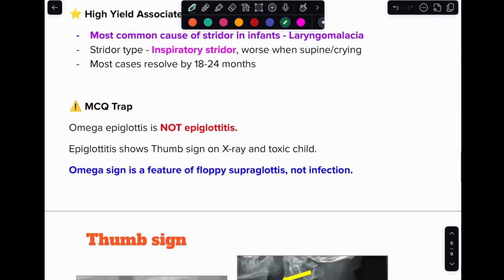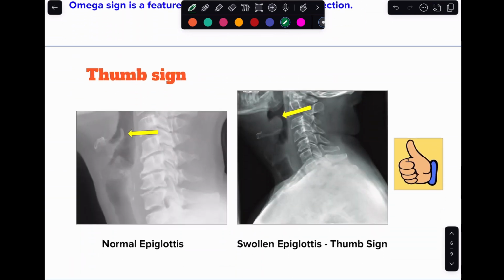Next is the thumb sign. Now, thumb sign is a sign of infection which we see in case of epiglottitis. If you look at the image here, this is an X-ray of the neck, and on the lateral view, we can see in the first image that the epiglottis is a leaf-shaped structure, and this is what it normally looks like. But if you look at the image on the right side, this epiglottis has become very swollen and it kind of resembles our thumb. That is why this is known as thumb sign.